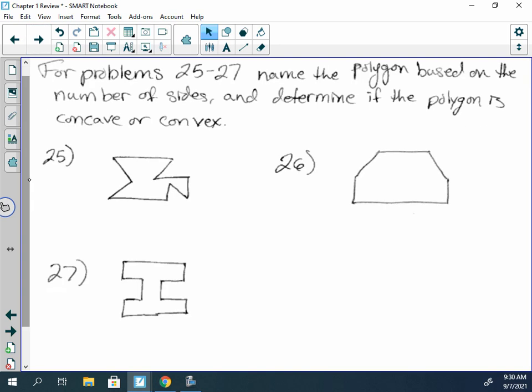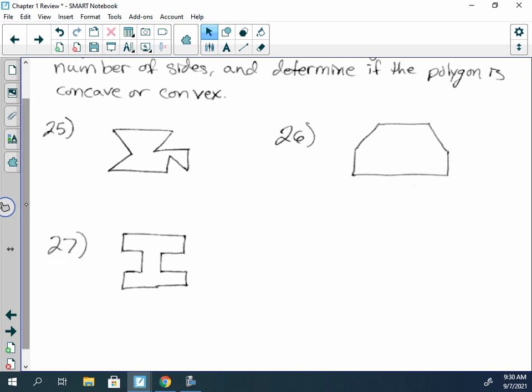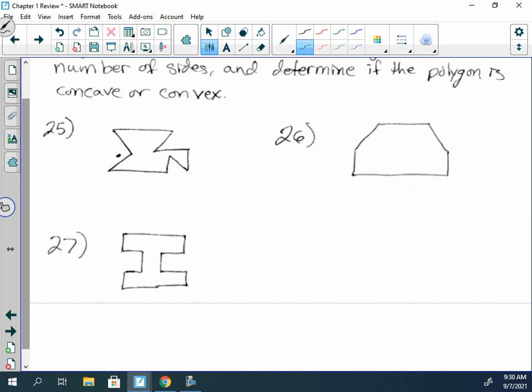Name the polygon based on the number of sides and determine if the polygon is concave or convex. Which one do we want to look at? 25? So I normally put a mark to figure out where we're starting because we have 1, 2, 3, 4, 5, 6, 7, 8, 9. So 9, yes? 1, 2, 3, 4, 5, 6, 7, 8, 9. Nonagon. Nonagon would be 9 sides.